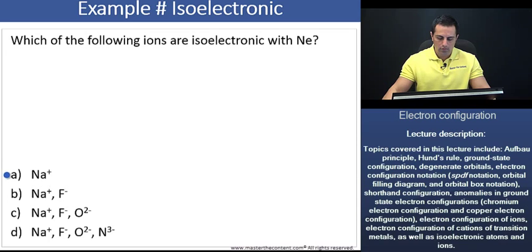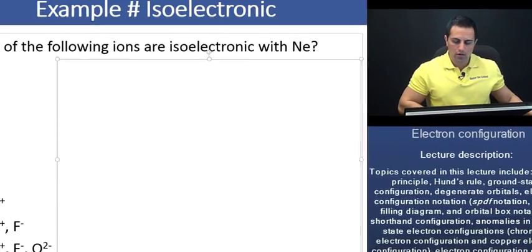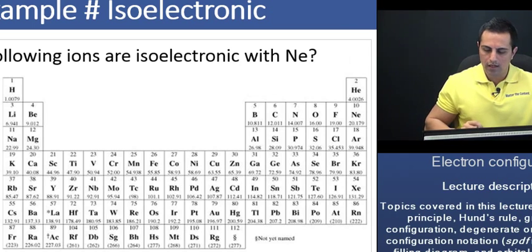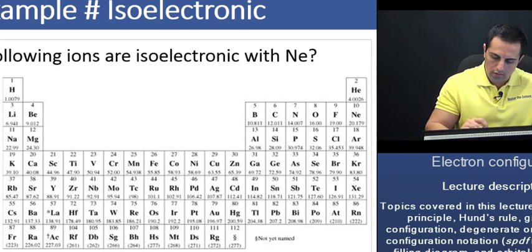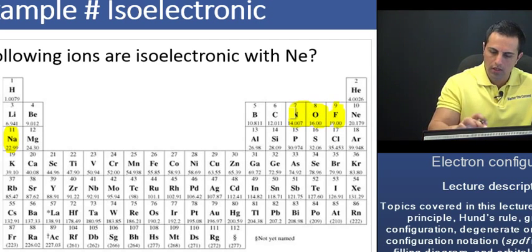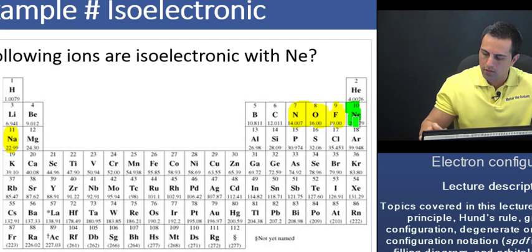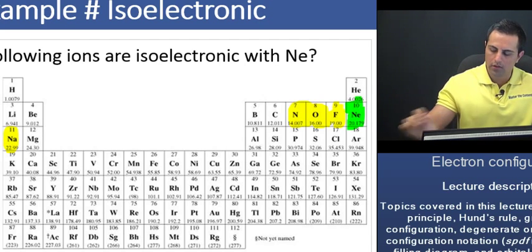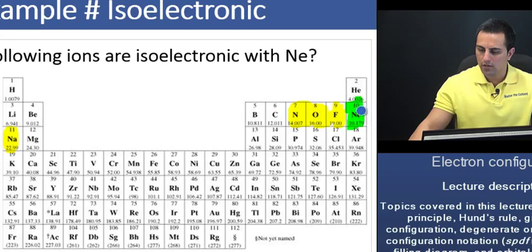In A, is it the sodium ion, or is it the sodium ion and the fluoride ion in B, or C, the sodium ion, the fluoride ion, and the oxide ion, or in D, sodium, fluoride, oxide, and the nitride ion? Let's go ahead and call upon our periodic table. Let's begin by highlighting all the elements here of interest. So we have our sodium, we have our fluorine, we have our oxygen, and we have our nitrogen, and we'll highlight neon here in green, as that'll be our reference element here.